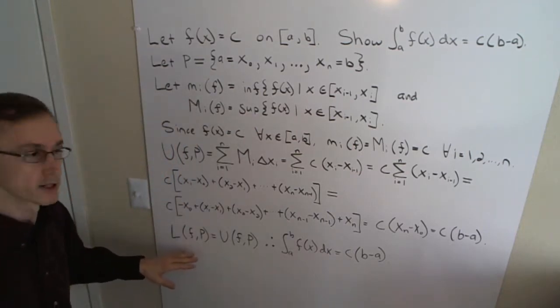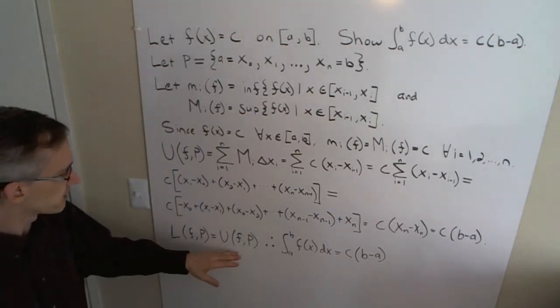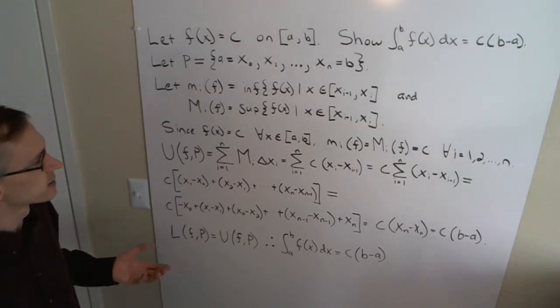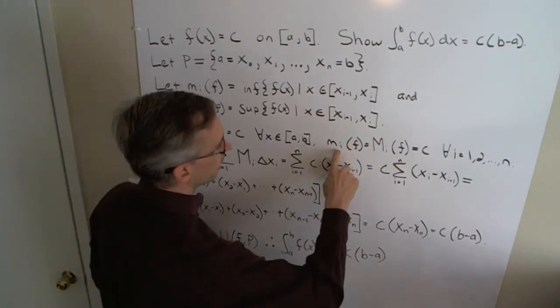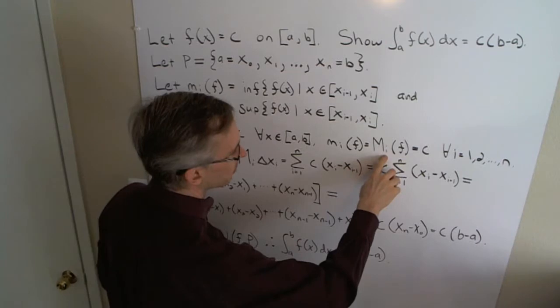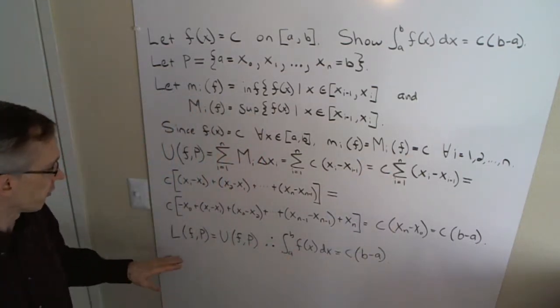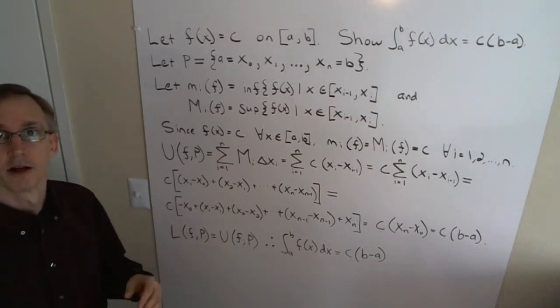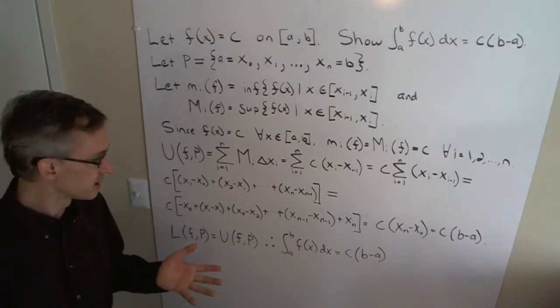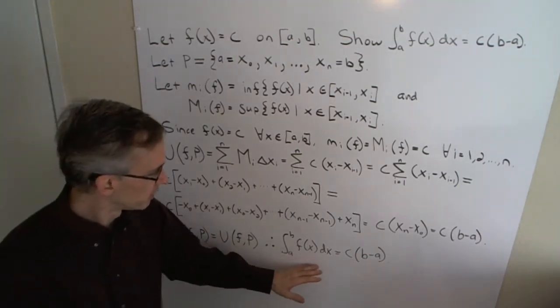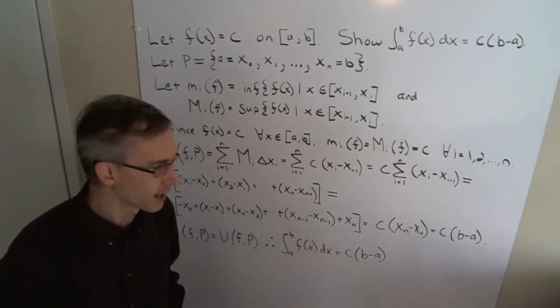Now the lower Darboux sum is going to be exactly the same as the upper Darboux sum because m sub I of f equals capital M sub I of f, which equals c for all I. Therefore, since these two are equal, the integral exists, and the value of the integral is c times b minus a.